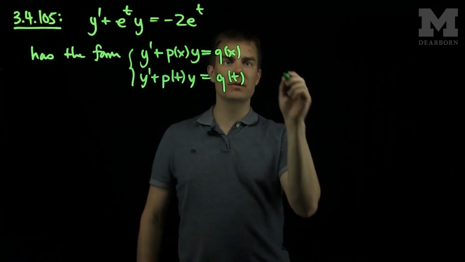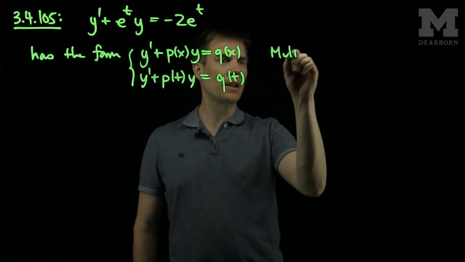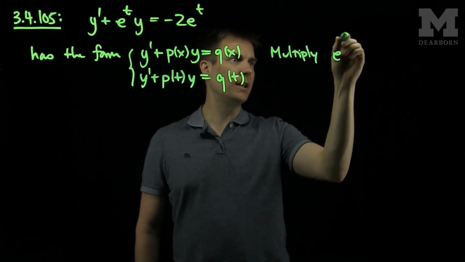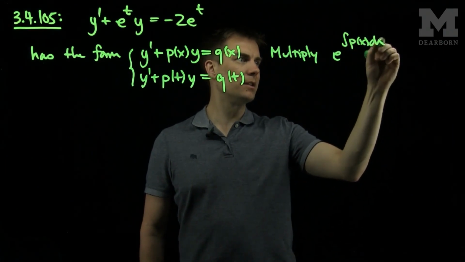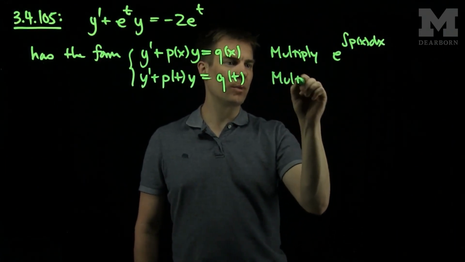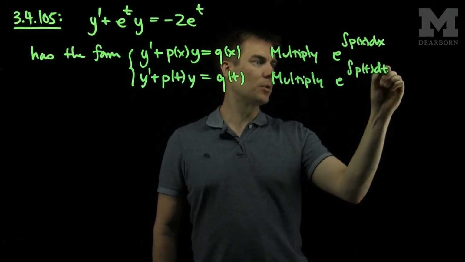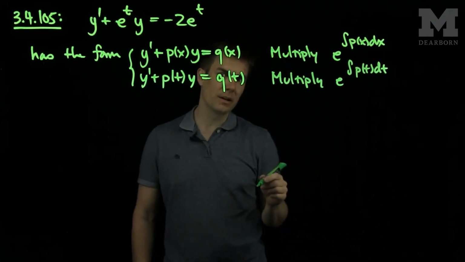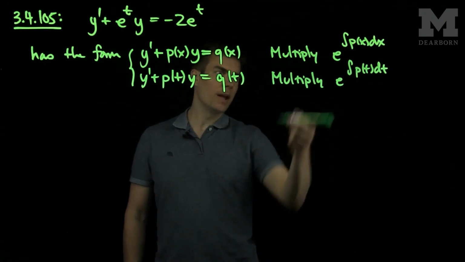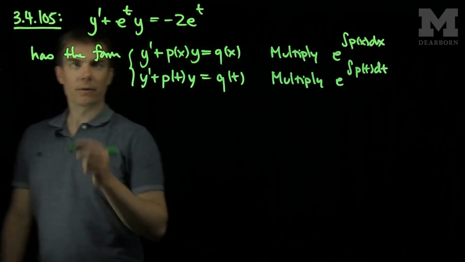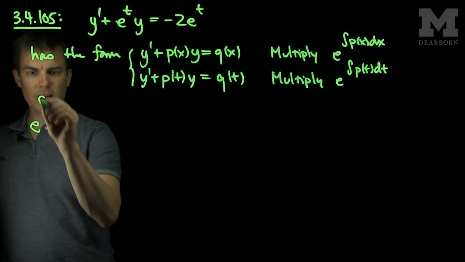So for problems of these forms, if there are x's as the independent variable, we multiply by e to the integral of p of x dx. And down over here we multiply by the same thing, which is t's, e to the integral of p of t dt. So again, all you need to do is identify the independent variable, identify the form, and then use the integrating factor. So for our problem, our integrating factor is going to be e to the integral.